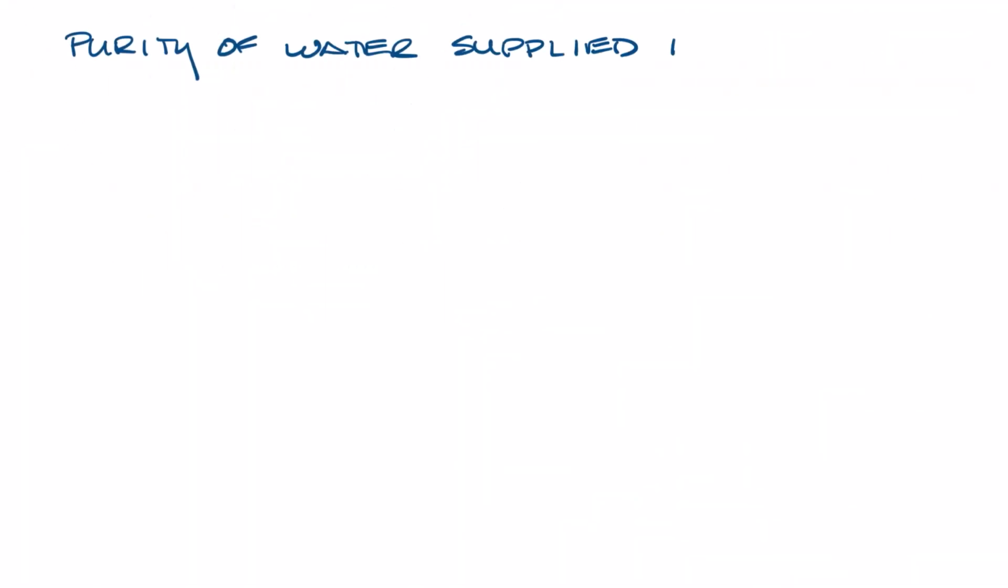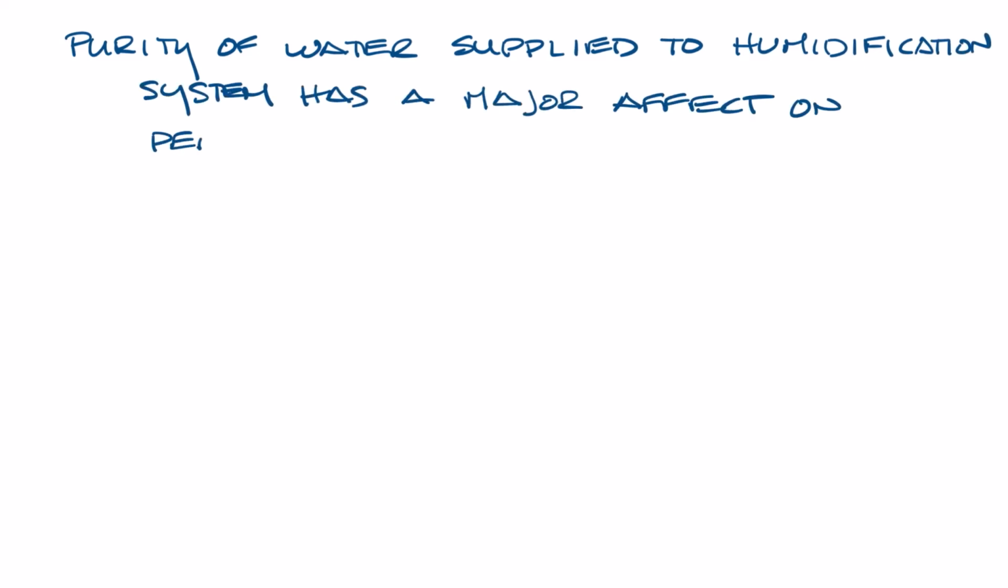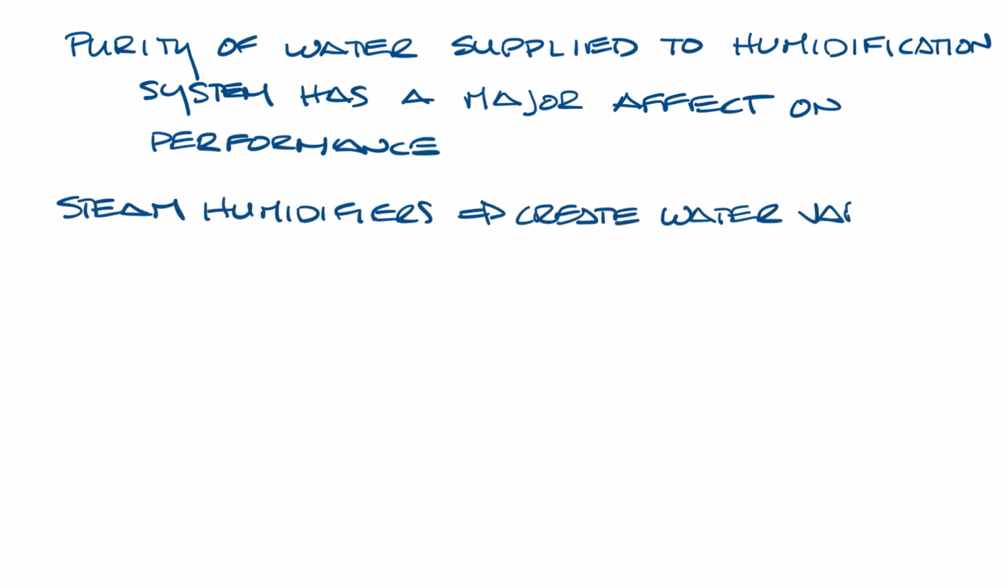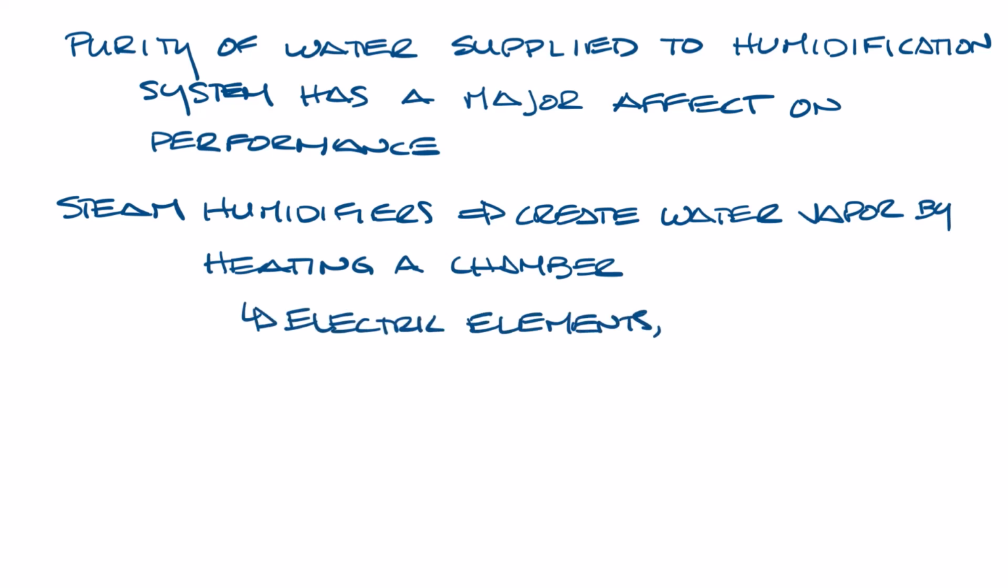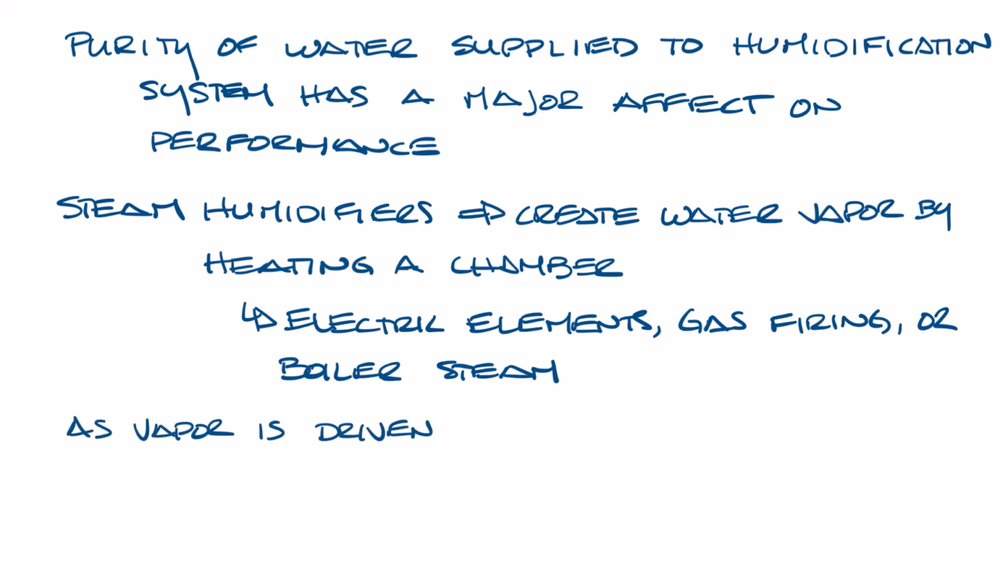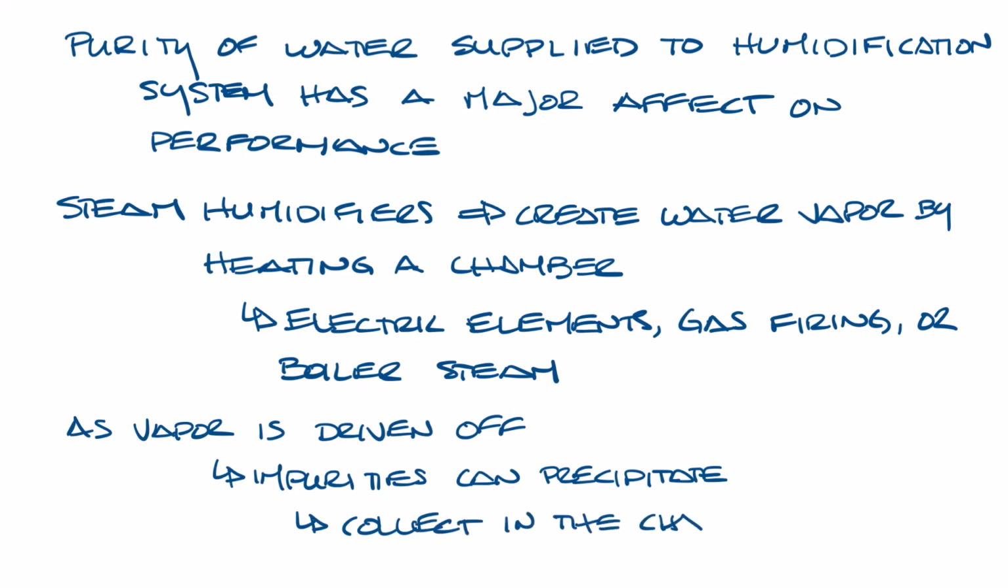The purity of the water that is supplied to the humidification system has a major effect on the performance of the system. If you remember from last week's video, steam humidifiers create water vapor by heating a chamber using electric heating element, gas firing, or boiler steam. As the vapor is driven off by heating, the water impurities can precipitate and collect in the evaporating chamber.